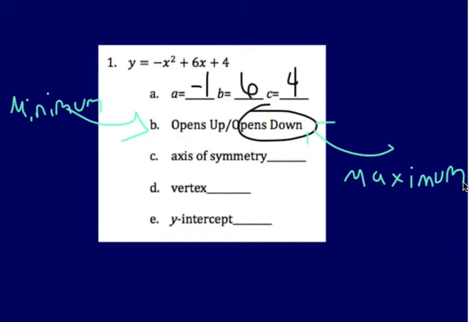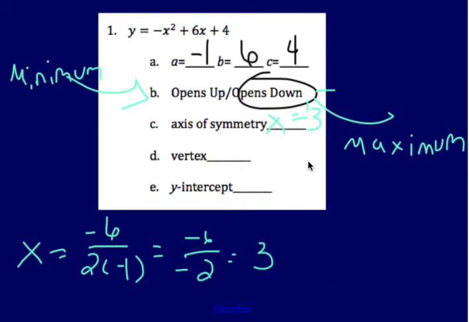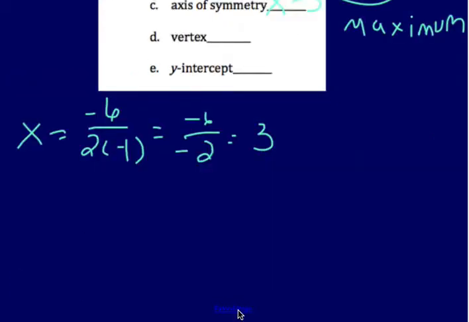In order to calculate the axis of symmetry, remember the formula is opposite of b over 2a. So -6 over 2 times -1, which is -2. -6 divided by -2 is +3. So the axis of symmetry is x equals 3. Now I need to go through and calculate the vertex.